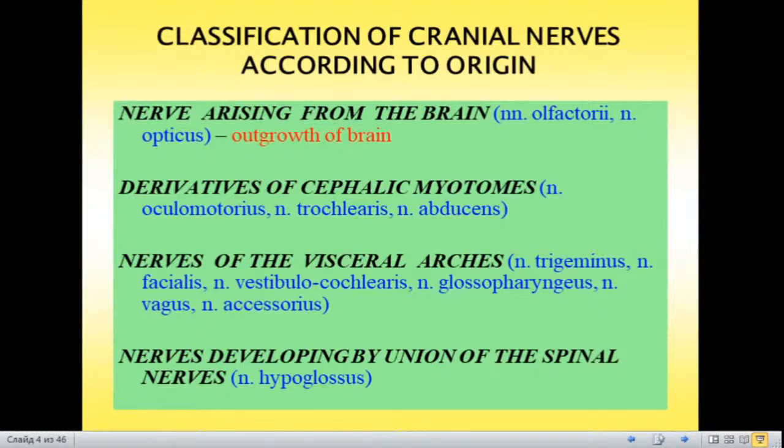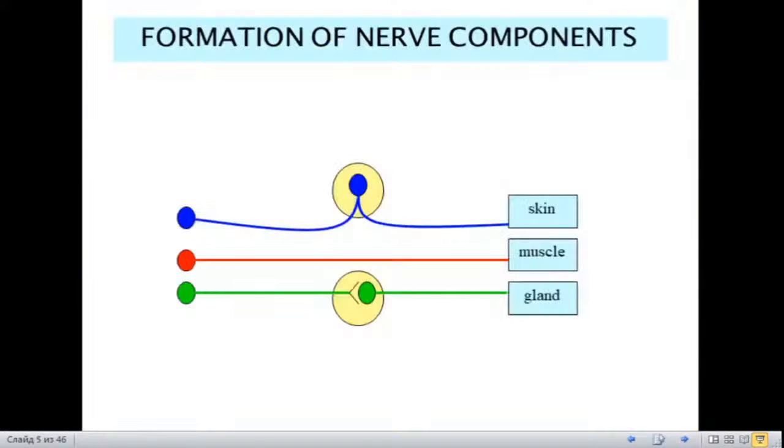Second group of nerves derives from cephalic myotomes, and these nerves provide innervation to muscles of the eyeball. They are oculomotor, trochlear, and abducens nerve. Next, nerves of visceral arches. They are trigeminal, facial, vestibulocochlear, glossopharyngeal, vagus, and accessory nerve. And the last group, which includes only one nerve, is the nerve developed by union of spinal nerves. It is the 12th cranial nerve.